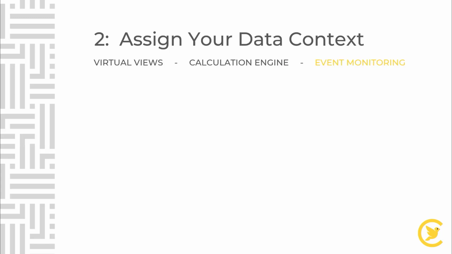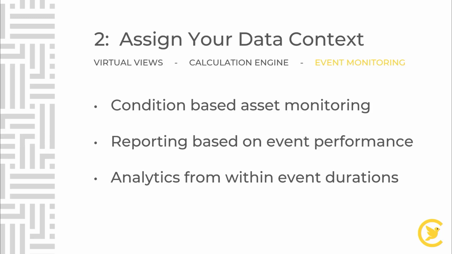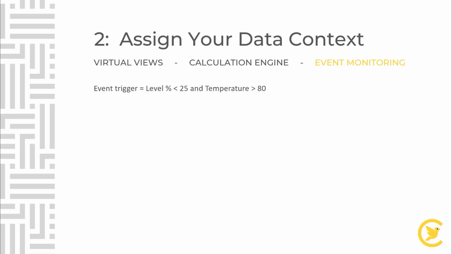Just as you can do condition-based tag calculations, you can also key off those calculations to monitor asset health. You can create a series of logic or rules to determine whether an asset is in an alert state or not. Then you can do reporting and pull analytics based around the events. Event monitoring provides condition-based asset monitoring, reporting based on event performance, and analytics surrounding the event durations.